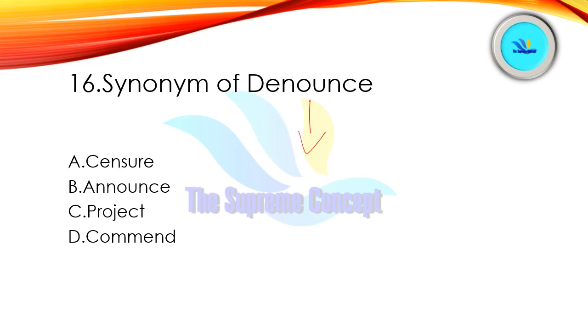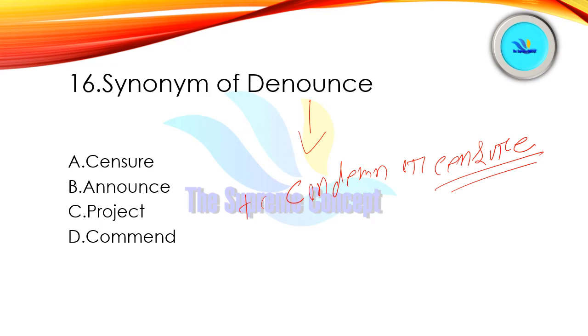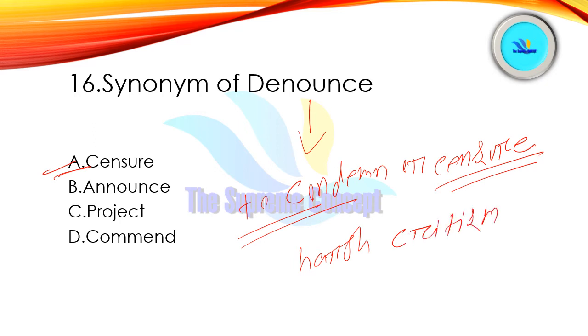Denounce means to condemn or censure. From this, you can be sure that option A is the answer here. Condemn and censure mean an expression of strong disapproval, especially harsh criticism, especially openly or publicly. If somebody is criticizing you harshly in a public place, then that person is censuring you, or has condemned you. All right, so censure is the answer here.